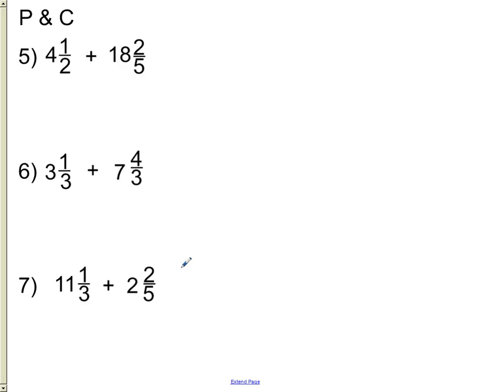Go ahead and pause the video, see what you can do with 5, 6, and 7, and hit play when you're ready.